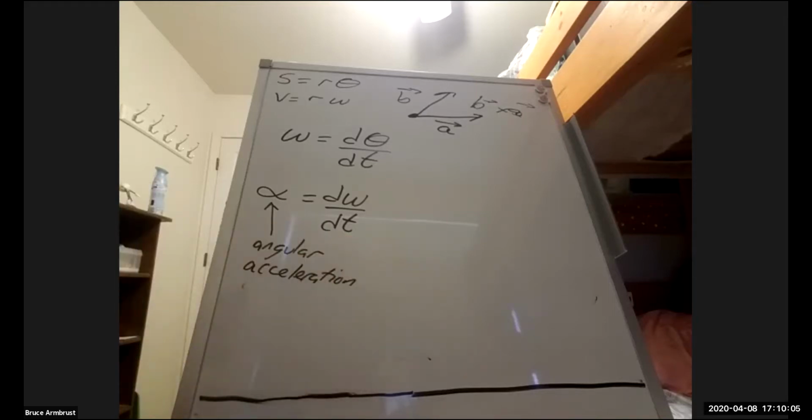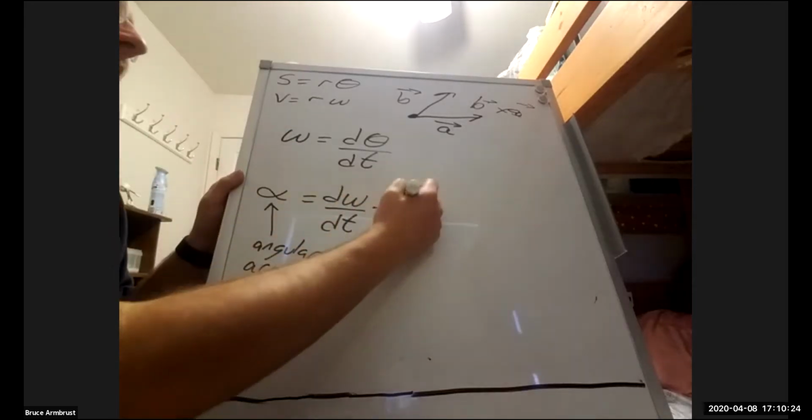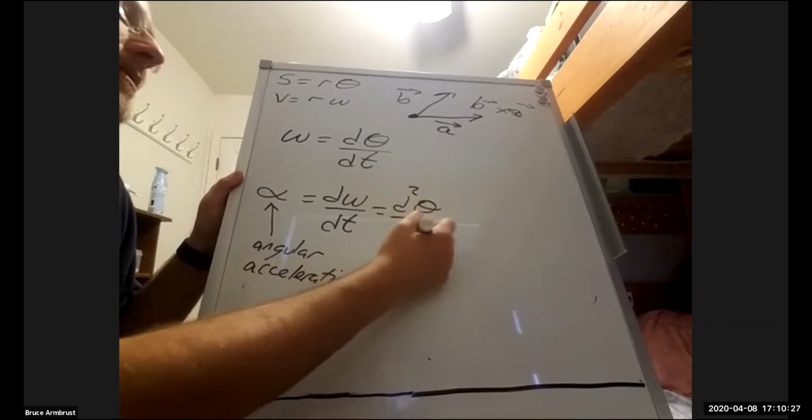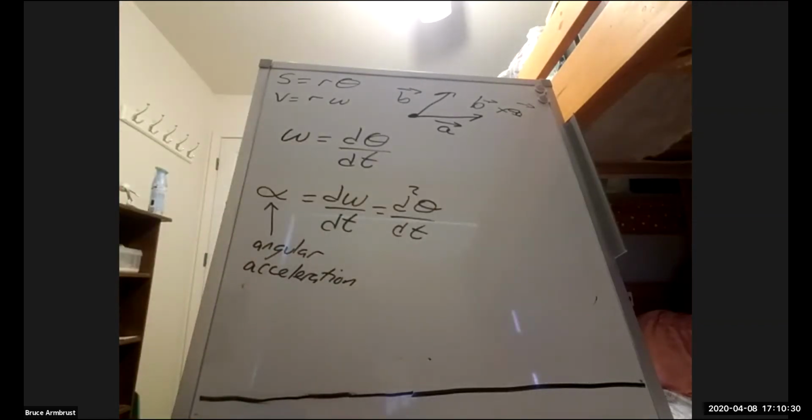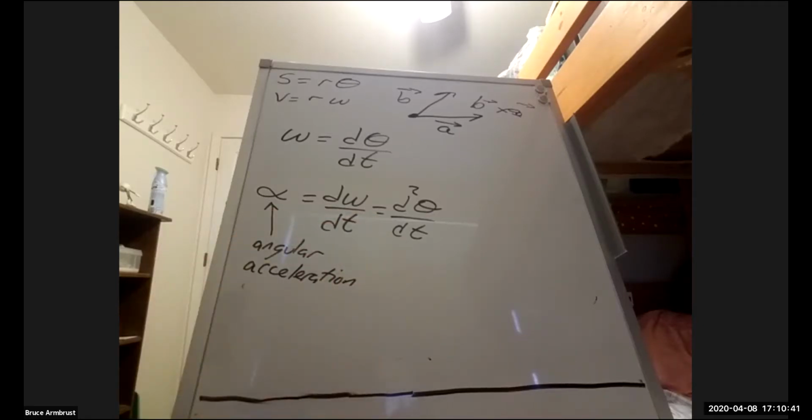So it really is the same kind of idea as linear, right? Positive linear acceleration means our velocity is increasing. Negative linear acceleration meant that our velocity was decreasing. So it plays exactly the same role. So it's the derivative of omega, which means, of course, it's also the second derivative of theta. So if we know how theta is related to time, then the second derivative of that will give us our angular acceleration.